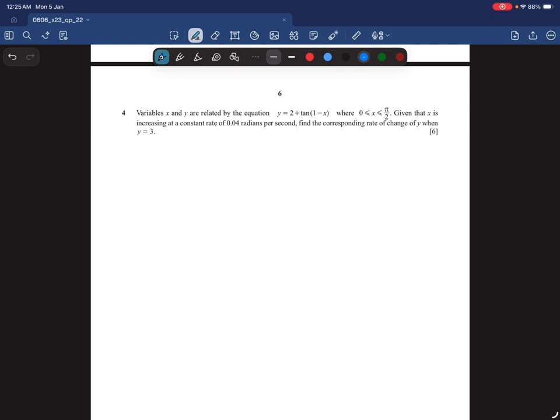These two variables x and y are related by the equation so and so. Alright, for this particular range, given that x is increasing at a constant rate of 0.04 radians per second, find the corresponding rate of change of y when y is equal to 3.